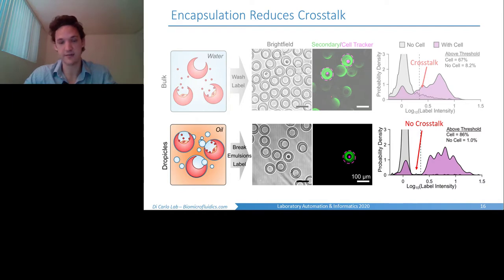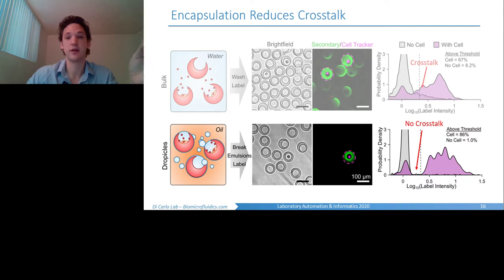So doing this same study again with the dropical system, we break, we wash, we label. We now see that only the particles with cells have signal. And then when we analyze this as a population as a whole, we see that there is, in this case, no crosstalk in the system. So great, we have a secretion assay that is able to analyze single cells without crosstalk.